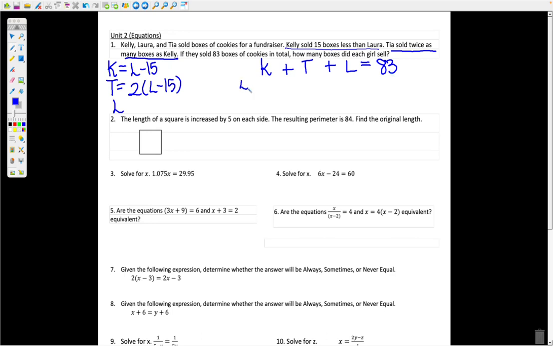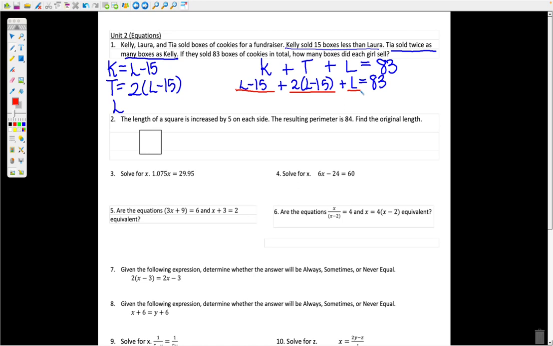K is going to be L minus 15. T is going to be 2 times (L minus 15). And then Laura is just going to be L. Did you see what I did there? No, I'm going to get to my color code here. This represents Kelly, Tia, and Laura.